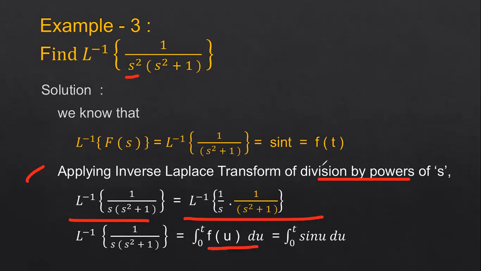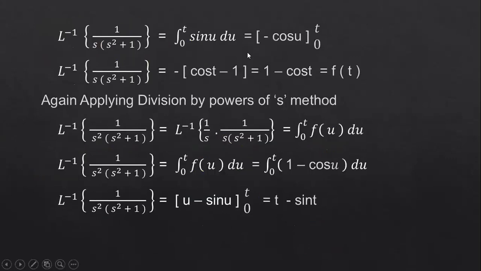What is f of u here? f of u is nothing but sin u. Integration 0 to t of sin u into du. So apply the integration for sin u: integration of sin u is minus cos u, where the limits are from 0 to t.